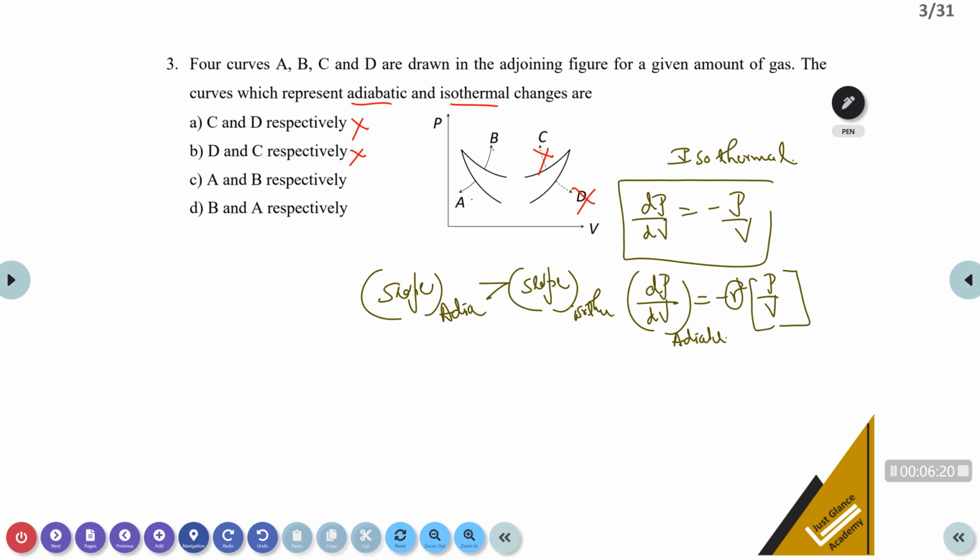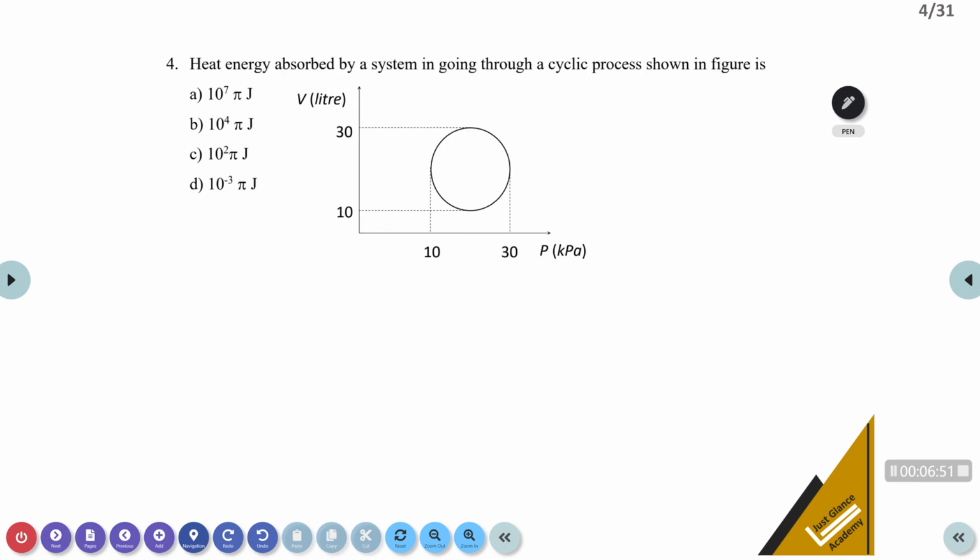So since the slope is more for curve A, this curve A represents adiabatic. This is adiabatic and this is isothermal. So A is adiabatic and B is isothermal. So this is the right one. For problem number 3, C is the right choice. Next.